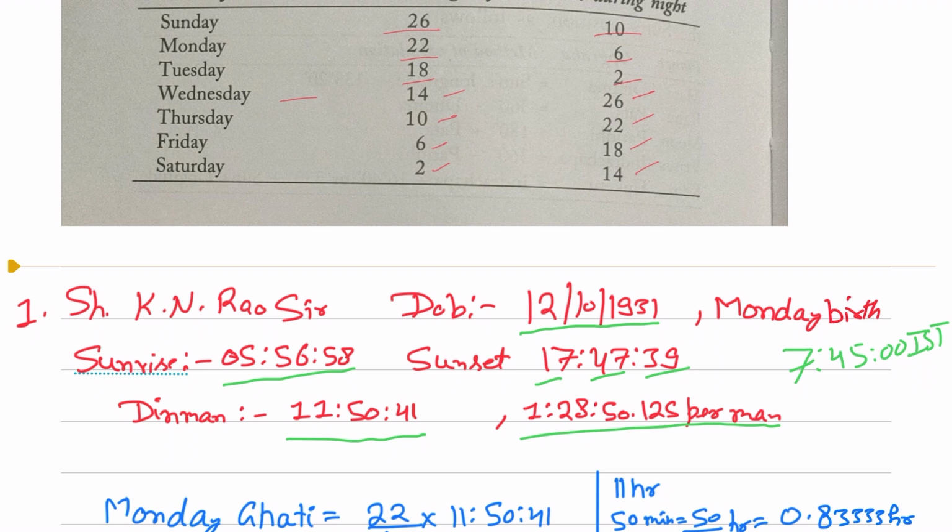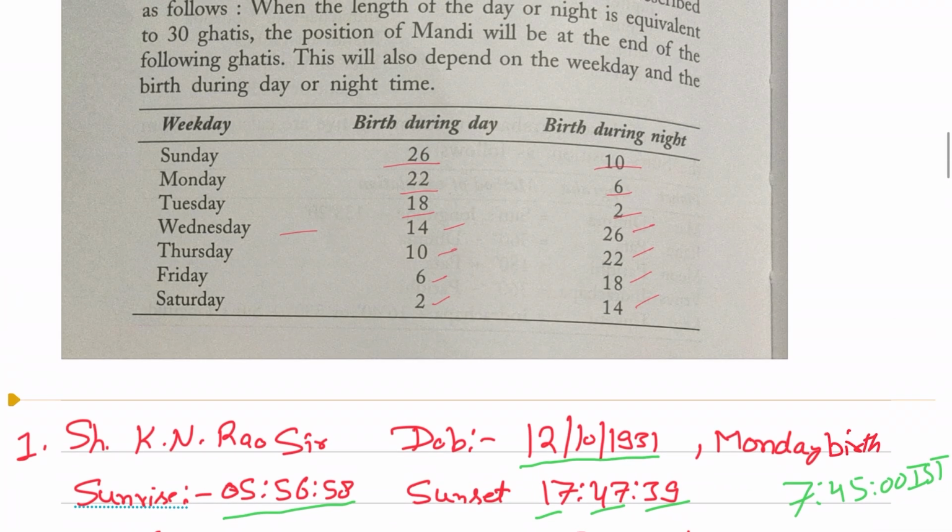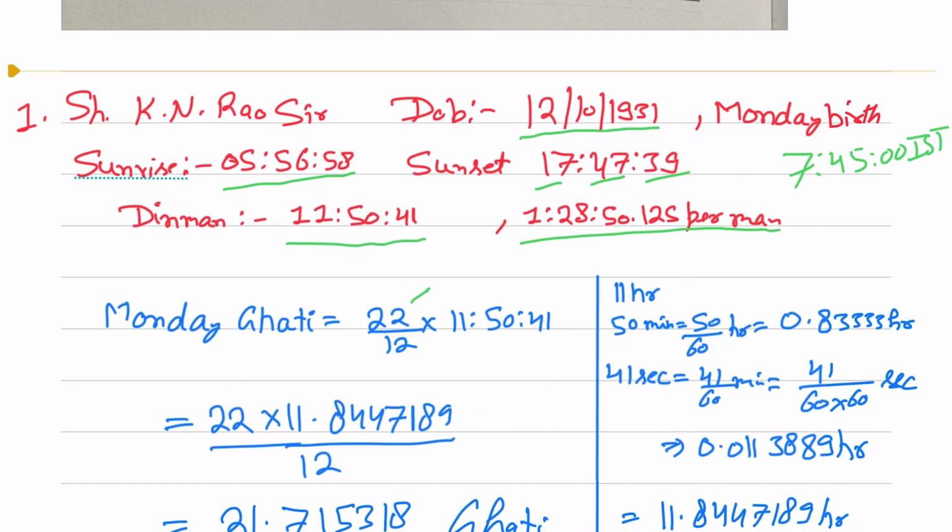From the table, for Monday and for day birth, we have to use 22 as shown in the above diagram, and the Dinman is 11 hours 50 minutes and 41 seconds. So we have to multiply it. Since it is in different units, we convert all the values into hours.